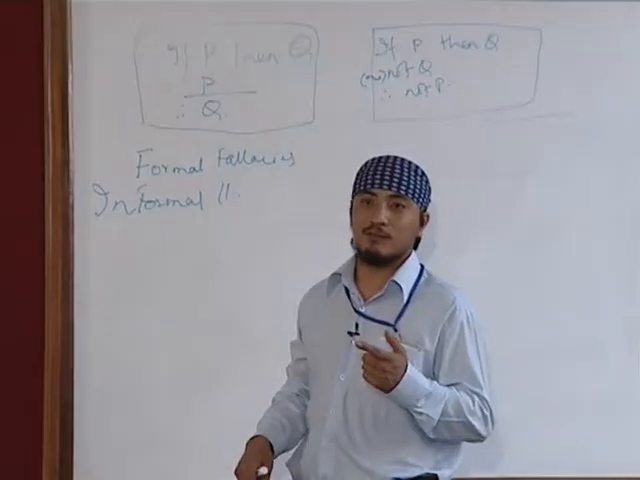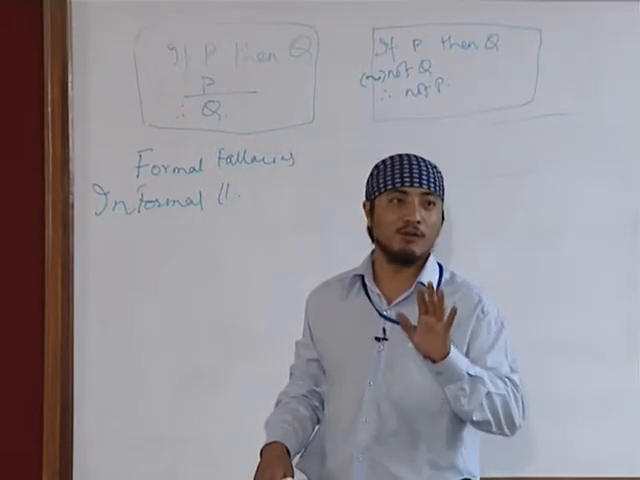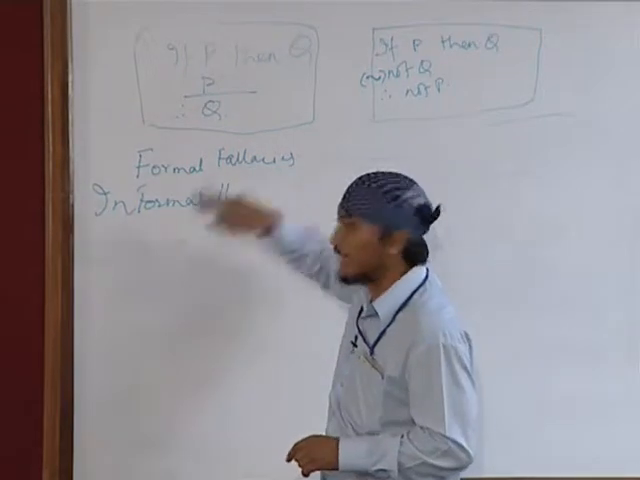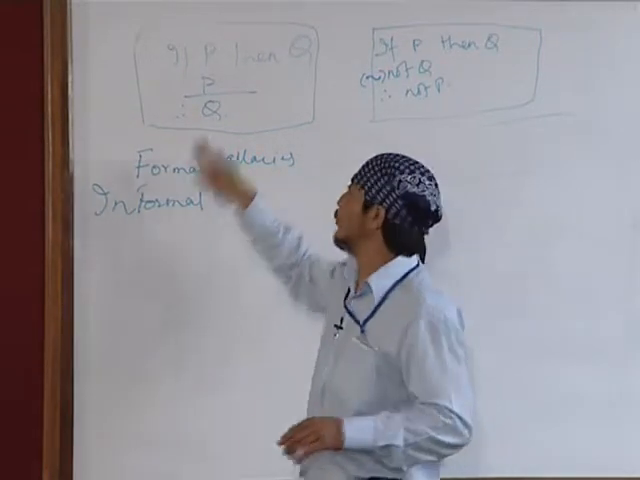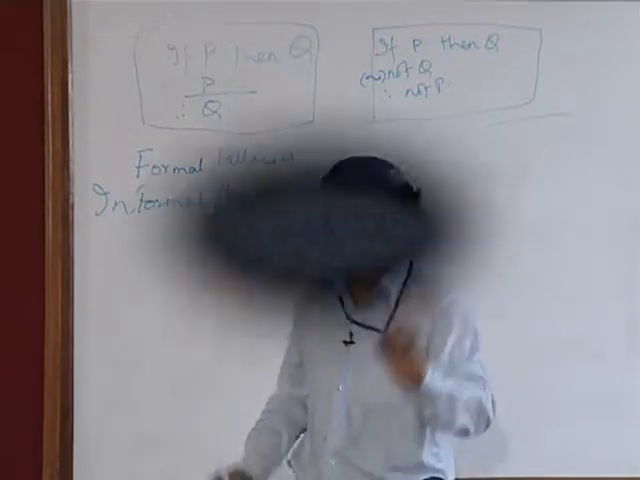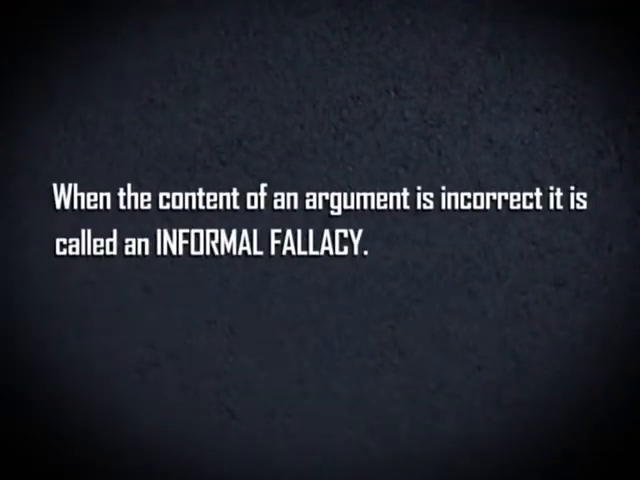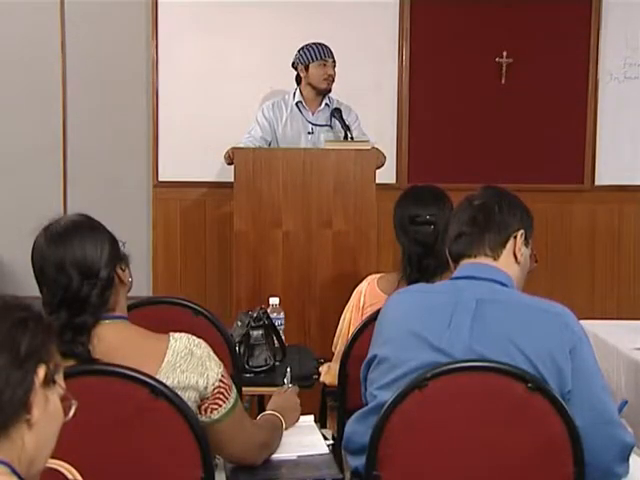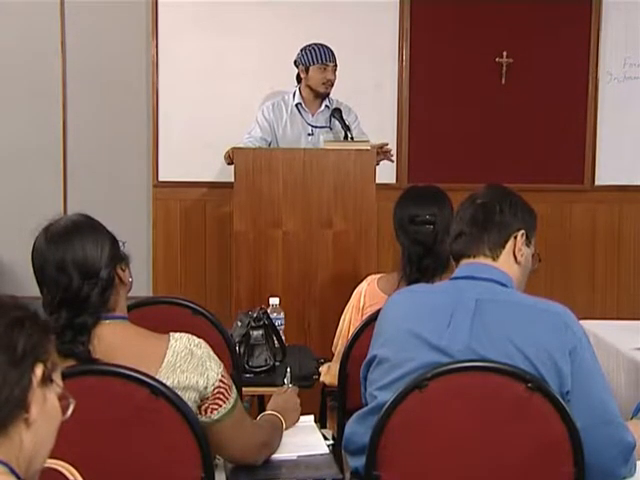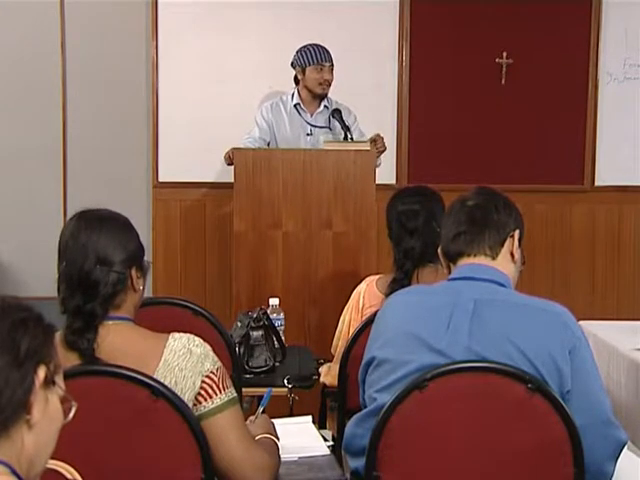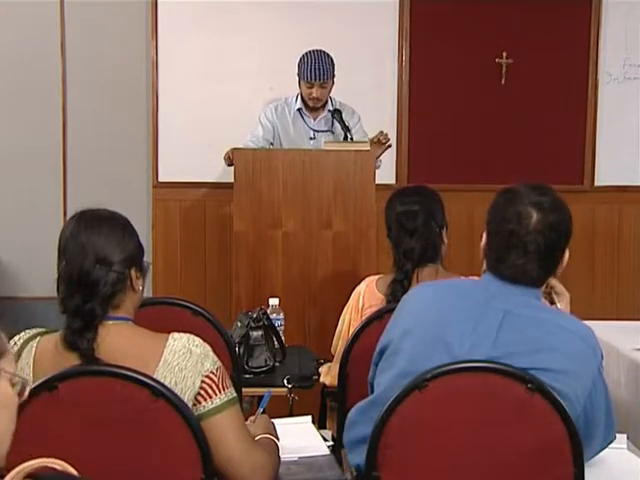But you can have a correct form, but the content part may go wrong. And if the content part goes wrong, that is when we say that though the argument is valid, it is wrong because you have committed an informal fallacy. That is, there is an error as far as the content of your argument goes. At the present day, you have more than 120 informal fallacies. So if I start listing all the 120 informal fallacies, we'll be sitting here for the next 10 weeks just doing fallacies. So I've just picked out the major informal fallacies, okay?